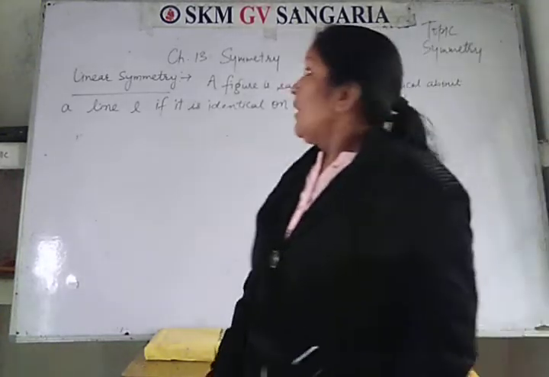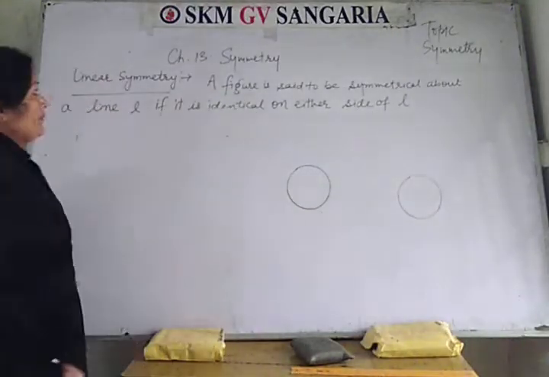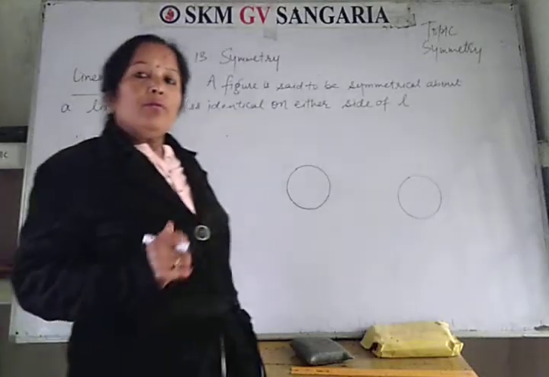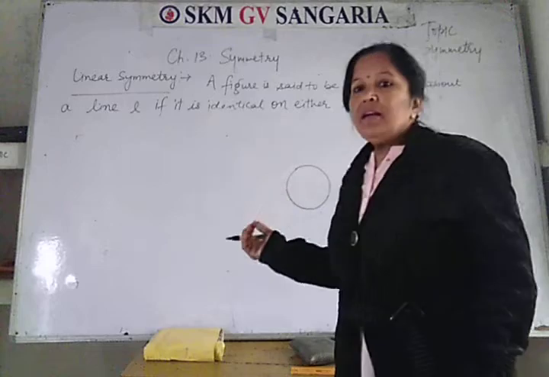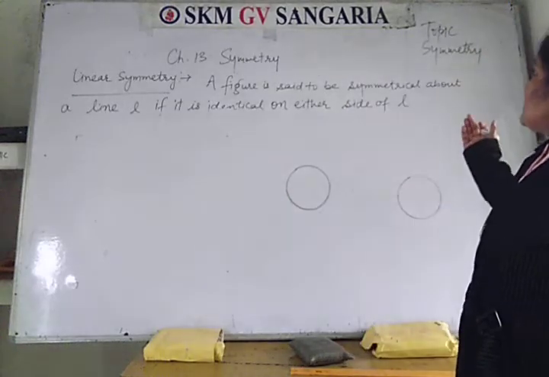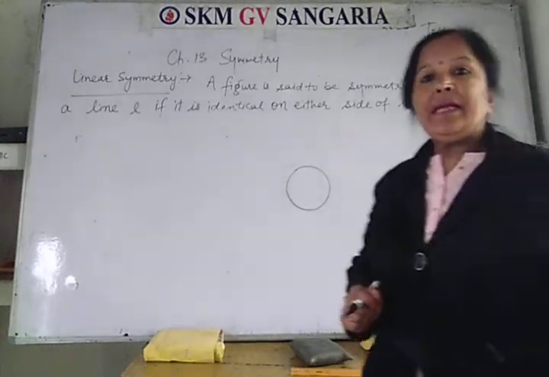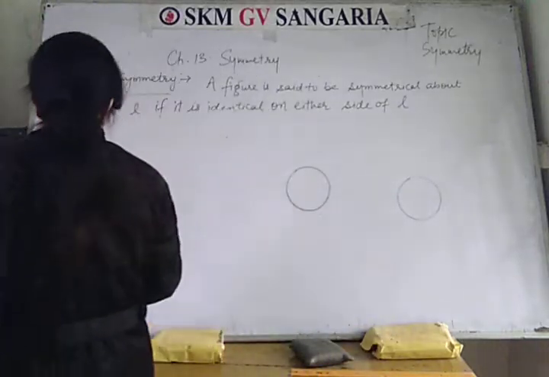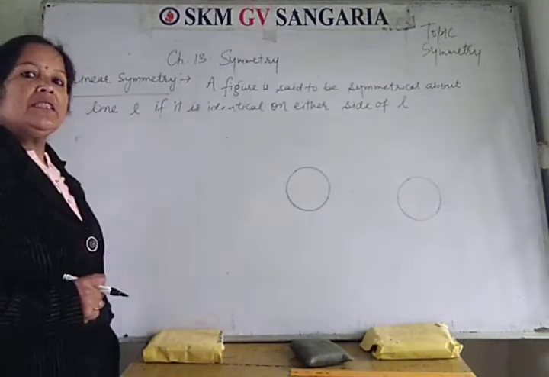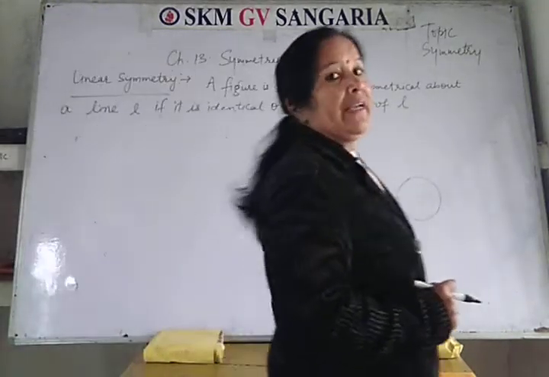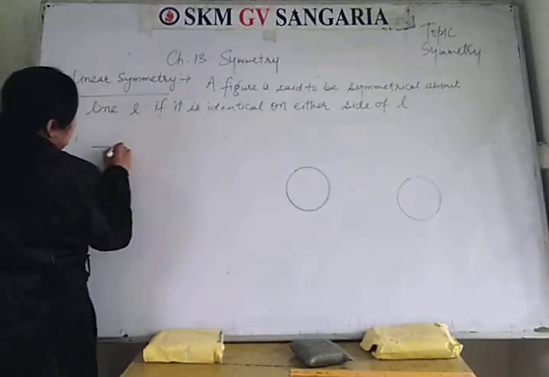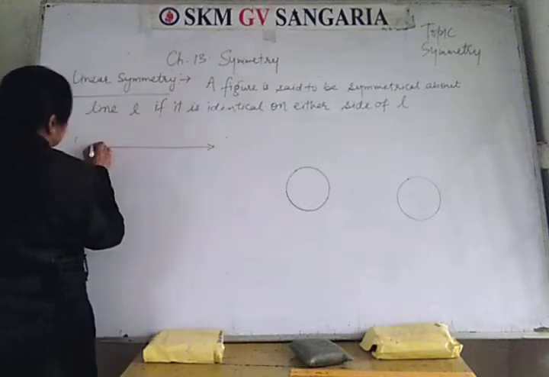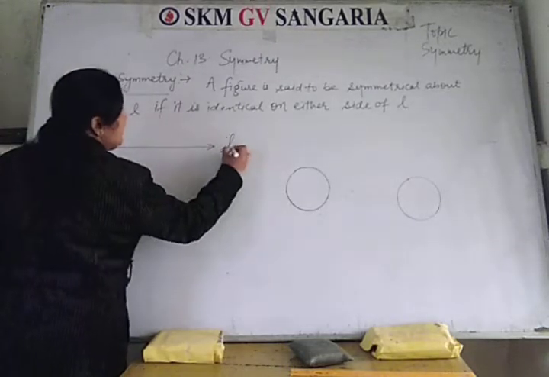Here, students, linear symmetry. When will there be linear symmetry? A figure is said to be symmetrical about a line L if it is identical on either side of L. Suppose this is a line L.